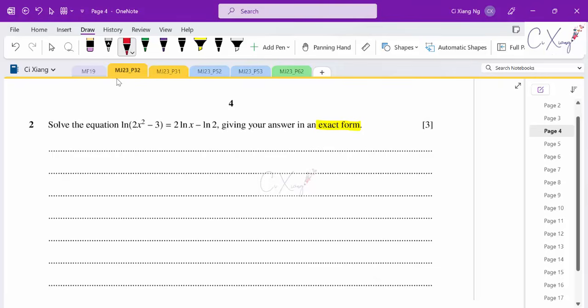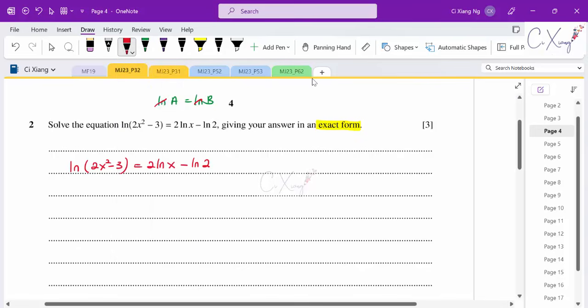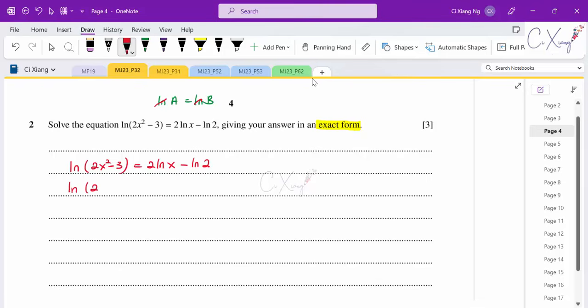Okay, so to solve this particular equation, both sides have some terms with ln. If I want to cancel off the ln, I have to make sure that my equation is rephrased to become ln something equals ln something. Only then can we cancel off the ln straight away. So now that means I need to combine my right hand side into a single ln. The left hand side I just keep as what they show. And for the right hand side, I'm having ln x squared minus ln 2.